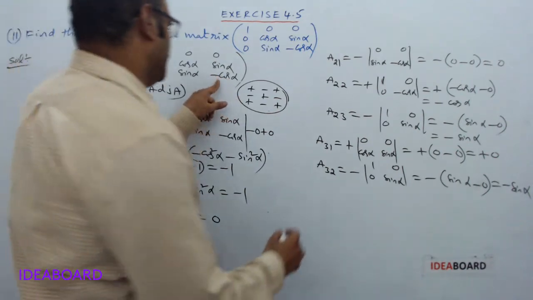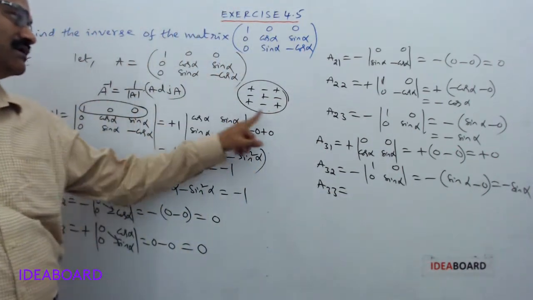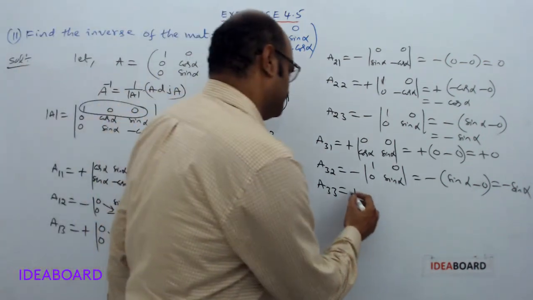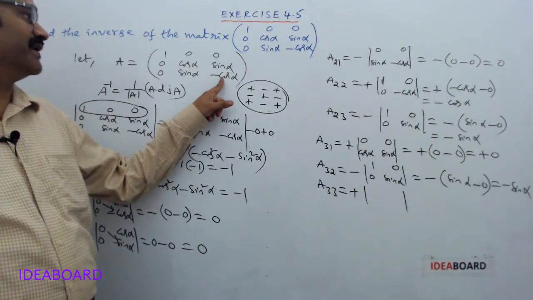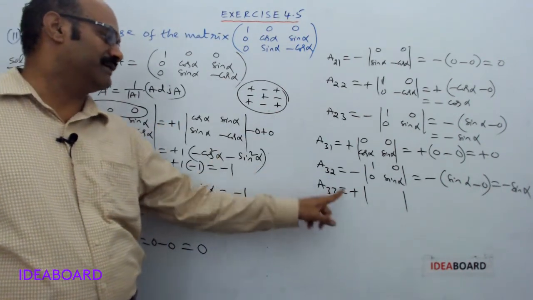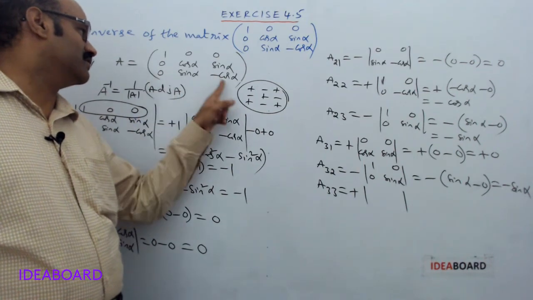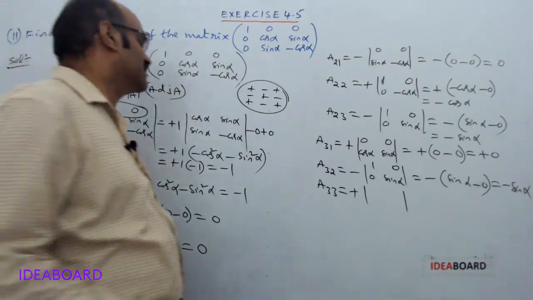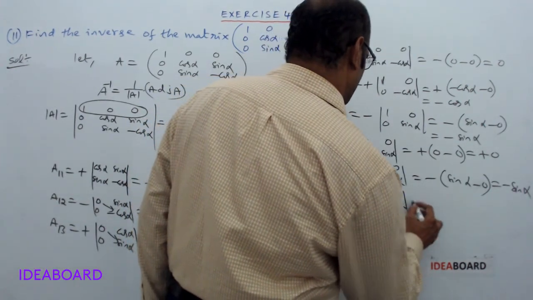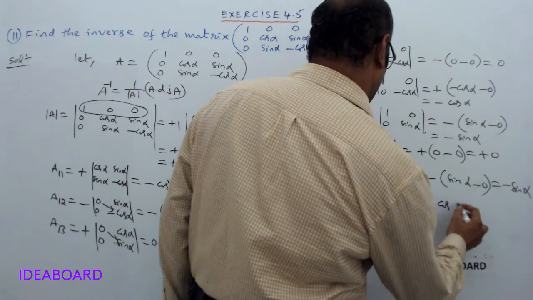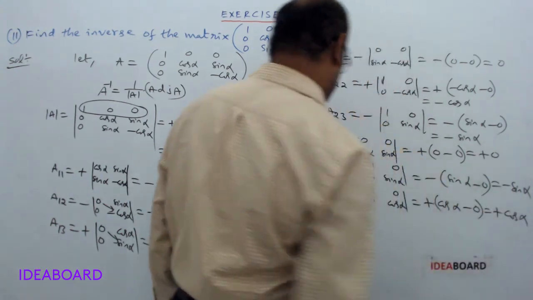Last element A33, the cofactor of minus cos alpha. The sign is plus, so we find the minor. This element lies in the third row and third column. The remaining elements are 1, 0, 0, cos alpha, so plus cos alpha minus 0 equals plus cos alpha.